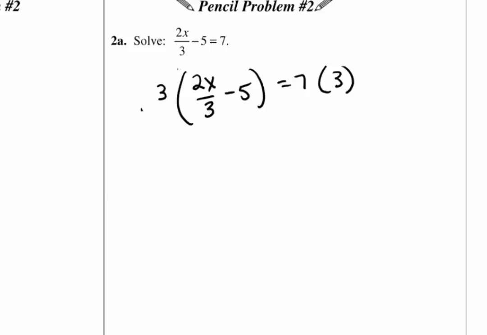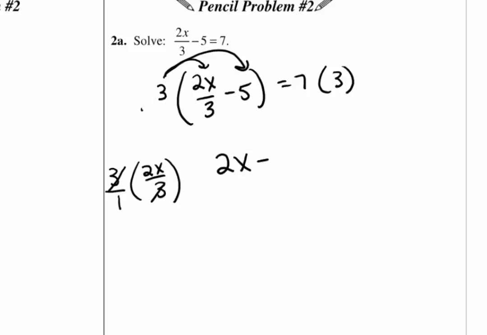When we do that, 3 times 2x over 3 is like 3 over 1 times that fraction. And notice what happens with the 3's is that they will cancel. So I'm left with 2x minus 3 times negative 5 would be that 15, so negative 15 equals 21.